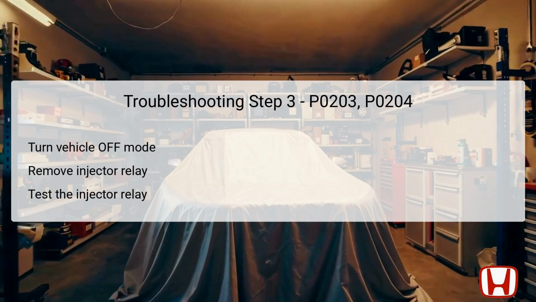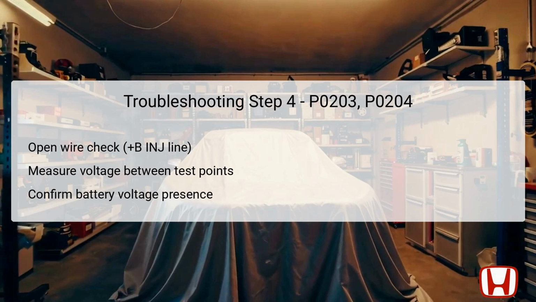After removal, test the injector relay using a multimeter. Ensure that it functions correctly and can provide the necessary voltage for the injectors to operate. If the relay is found to be faulty during this test, replace it and continue the troubleshooting process to confirm if this resolves the DTCs.